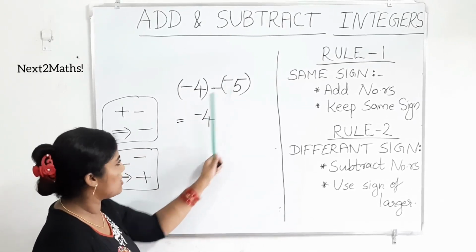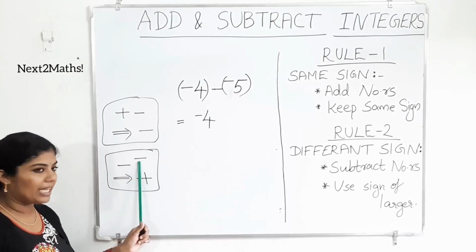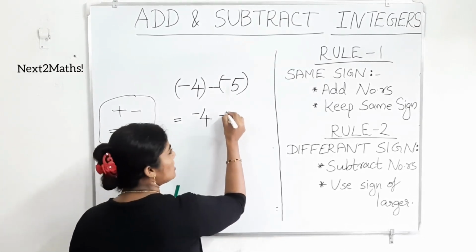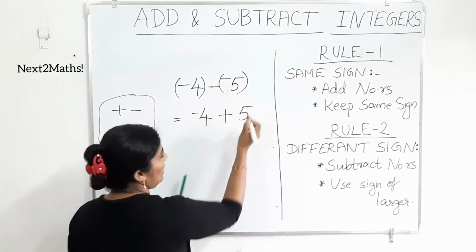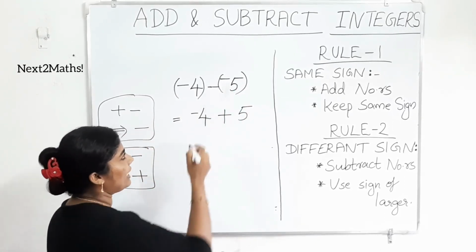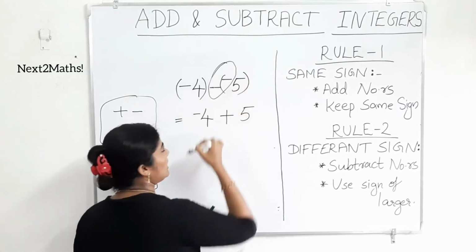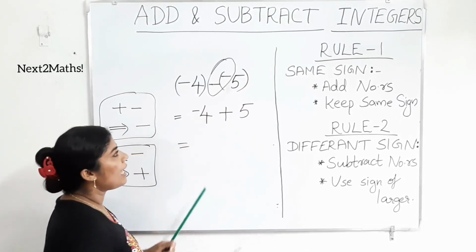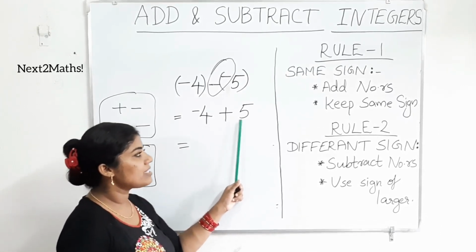See, both negatives are together here. Then we will switch to addition. So you write it as addition, plus 5, and write this number directly. These two negatives switch to addition. Now you have minus 4 plus 5.